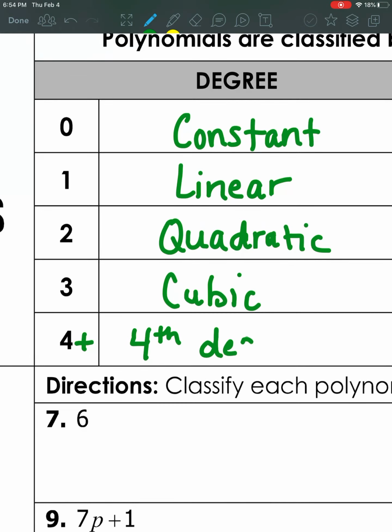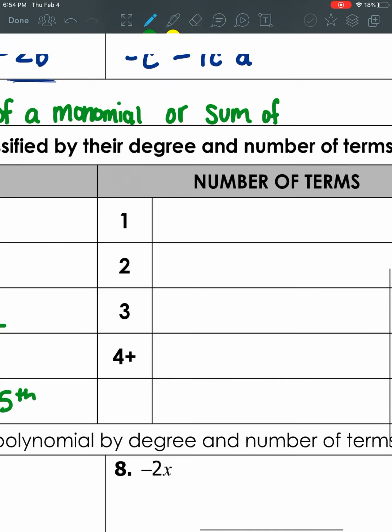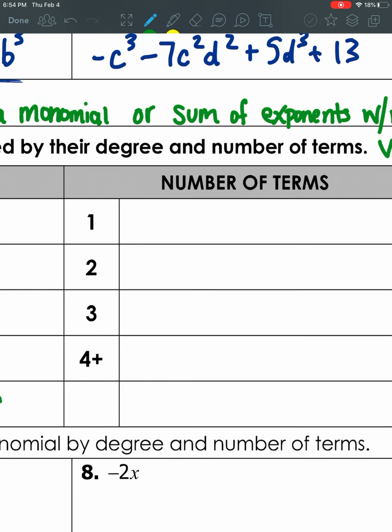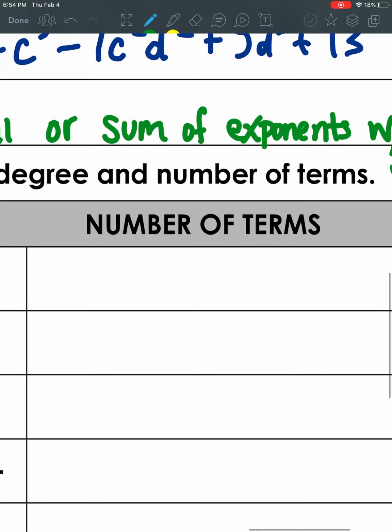A 3 on the variable is cubic. And then after that, there is one for the 4th degree here, but 4 and plus, we're going to say the 4th degree, 5th degree, so on. So after 3, we just say 5th degree, 6th degree. Now, all right, the next part, number of terms.